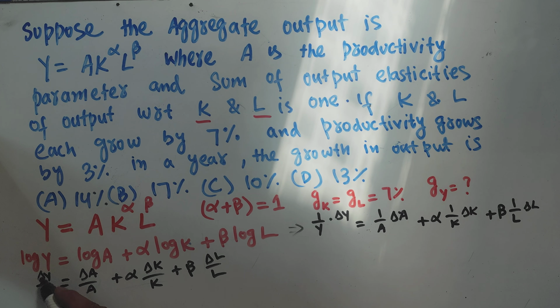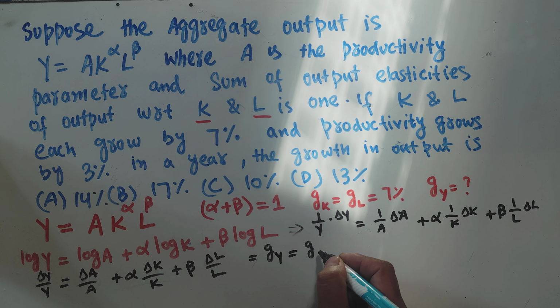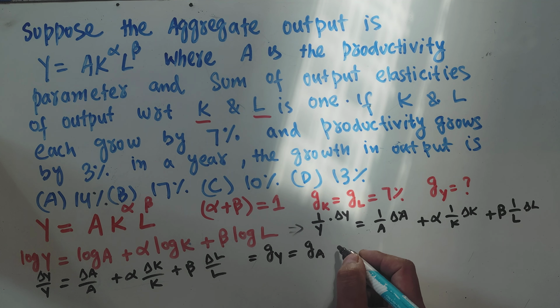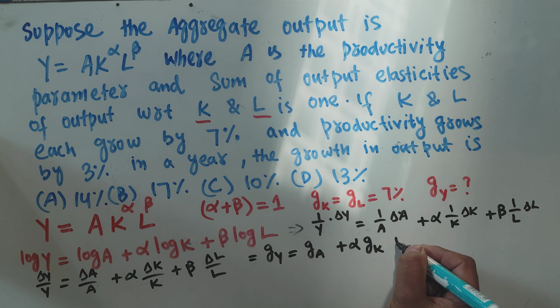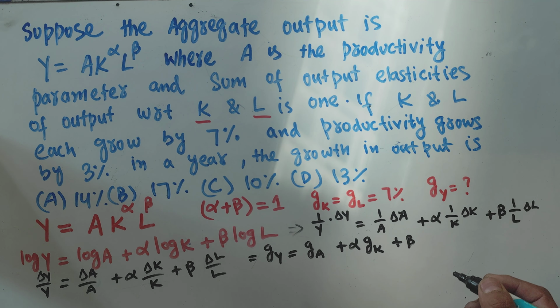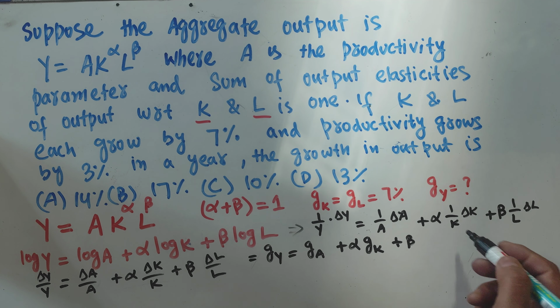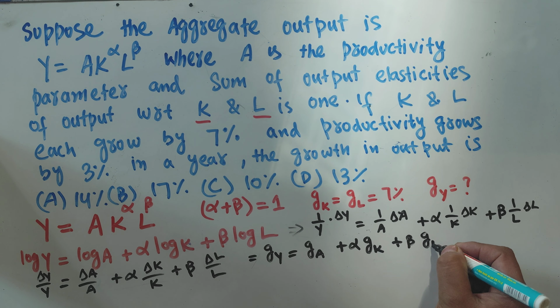Now what is del Y upon Y? Del Y shows the change in the output and Y denotes the initial output. So how much output increases divided by the initial output shows us the growth rate of output, which should be equal to the growth rate of the state of technology or productivity parameter, plus alpha times del K upon K, which shows us the growth rate of capital, plus beta times del L upon L, which shows us the growth rate in labor.